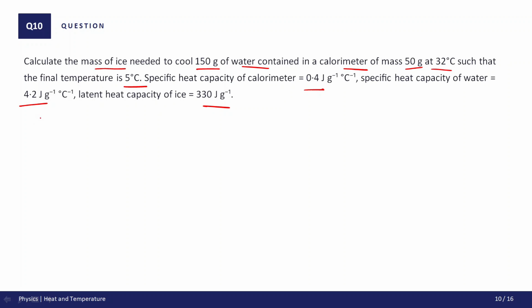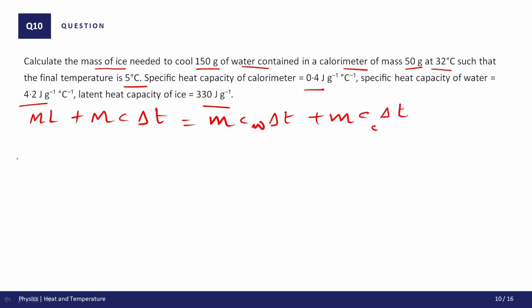So first, ice is in the solid state, first it melts. So I will write here mL, ice melted. Then it reaches 0 to 5 degrees Celsius. So I will write here m c delta T equal to the mass of water, specific heat of water, the change of temperature of water, plus mass of calorimeter, specific heat of calorimeter. So I will write Cc, and then the change of temperature delta T.